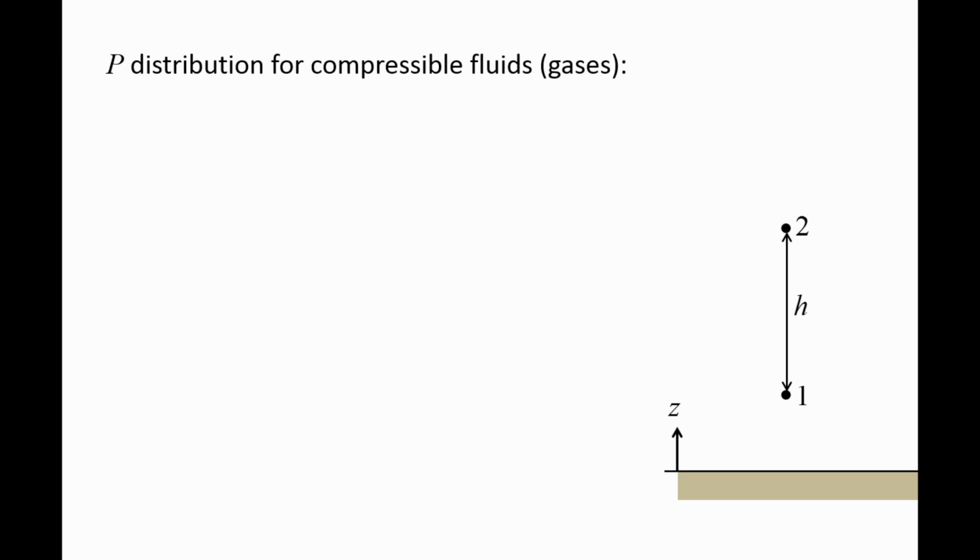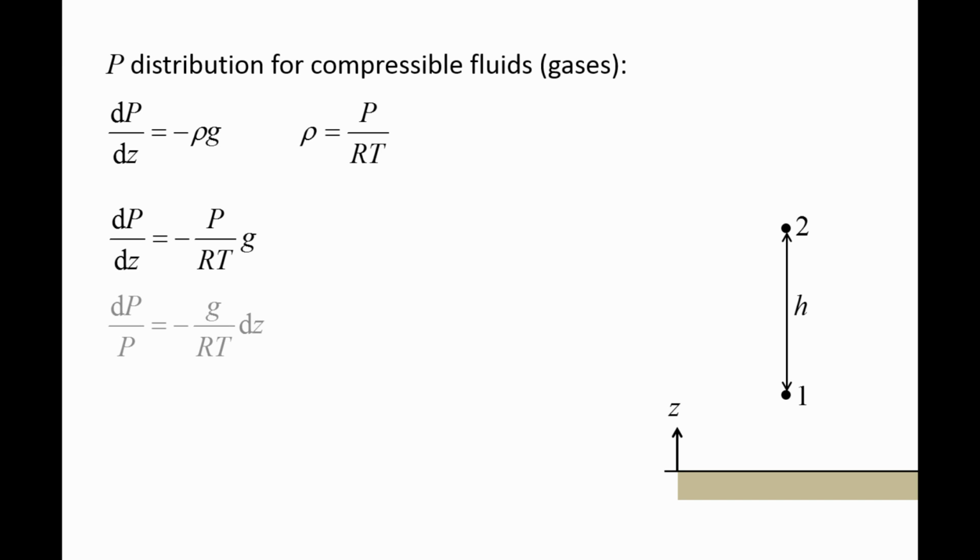Gases can be compressed much more easily than liquids, and using the equation we just derived can sometimes lead to significant errors when applied to gases. So we need to derive an equation that accounts for changes in density. We start again with the hydrostatic pressure gradient. For most applications in fluid mechanics, the ideal gas approximation is usually valid for gases. So we replace density with P over RT and separate variables by moving pressure to the left side of the equation and moving dz to the right side of the equation.